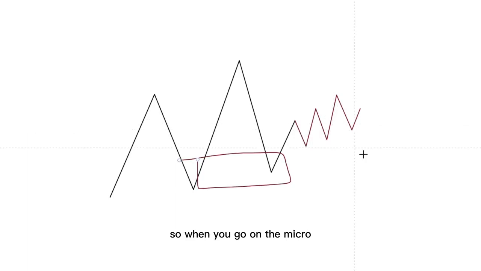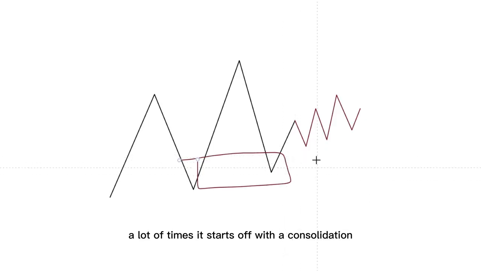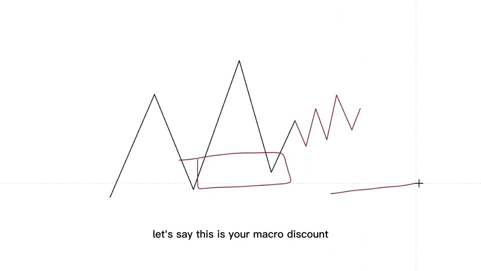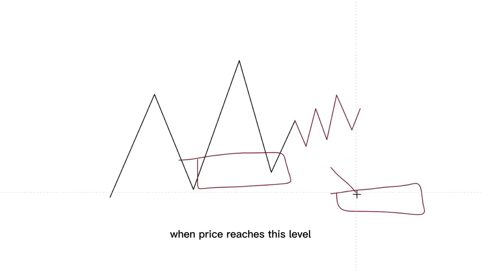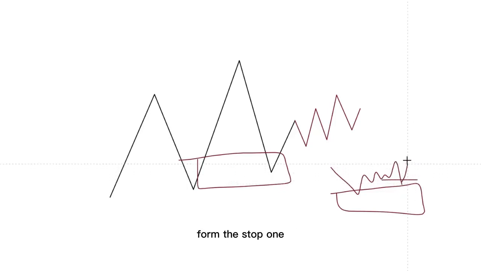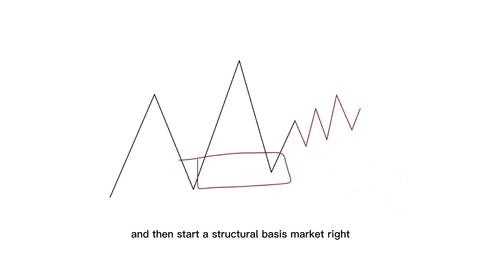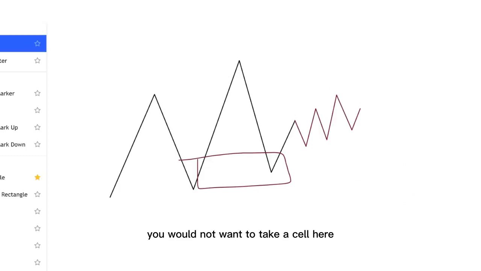So we're anticipating the bullish trend to continue. So when you go on the micro, you're seeing higher highs being made. Of course, a lot of times it starts off with a consolidation, a fake out to the bottom side, and then the trend will start. So a lot of times, let's say this is your macro discount, when price reaches this level, it will consolidate, expand, then go back to the low side, form the stop hunt, and then start a structural basis market, right? So as you can see this, you would not want to take a sell here.